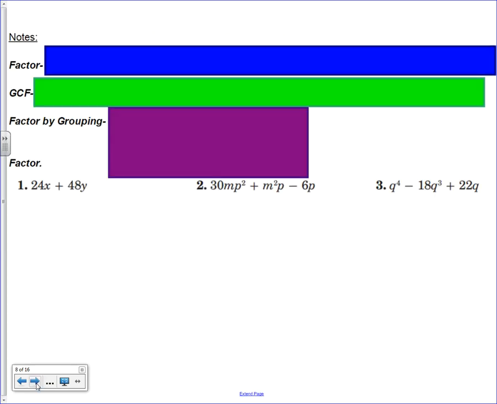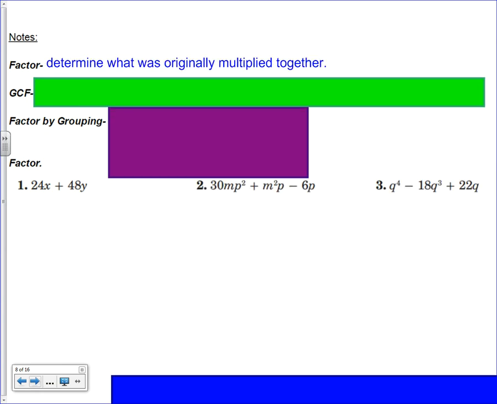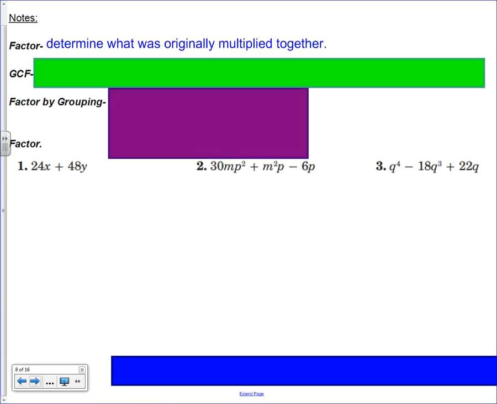Yesterday, we talked about what it means to factor. In fact, when we started this lesson today, I told you what it means to factor. What does it mean to factor? You want the original multiplication problem. The original multiplication problem. And we've said before that normally we have parentheses to mean multiplication.